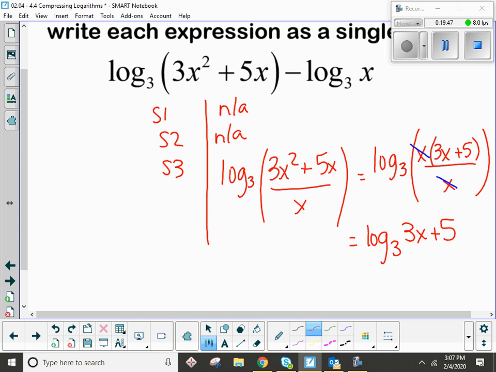This is making me anxious and twitchy. Why? No parentheses. Thank you. That was from your diaphragm. Okay. Log base 3 of the quantity 3x plus 5. Questions on that one? Try the last problem.